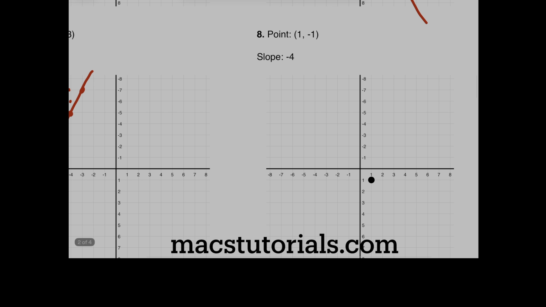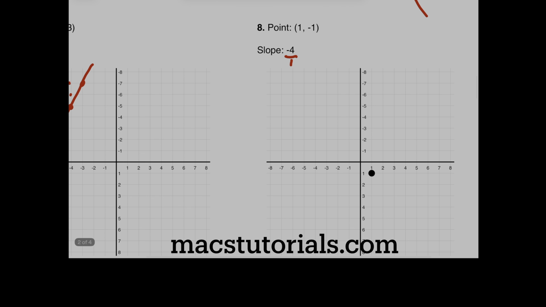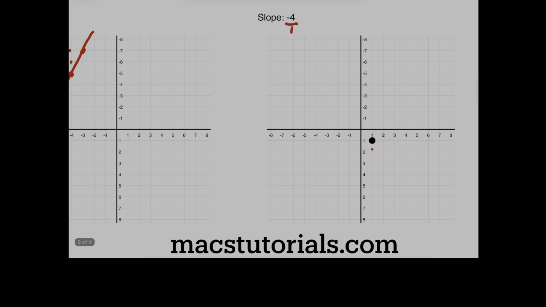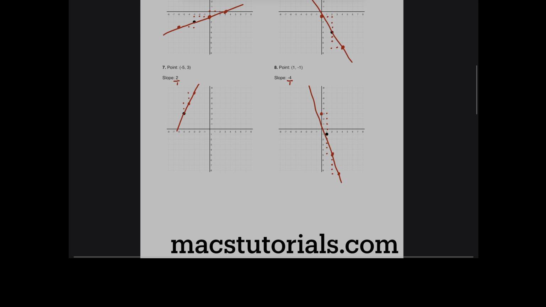Okay. Now this one is a negative 4. Again, negative 4 over what? Over 1. So from this point, I'm going to go down 4 over 1. Or up 4 over 1. Again, you only need to do, that was a bad line. Ooh, wow. Sorry about that, but I think you guys get the point.